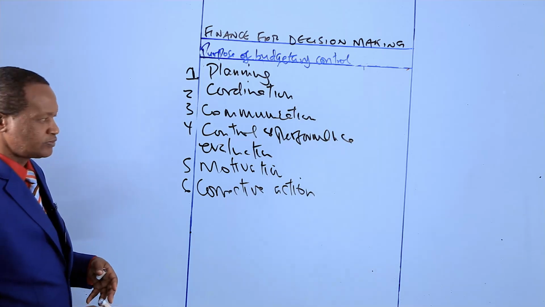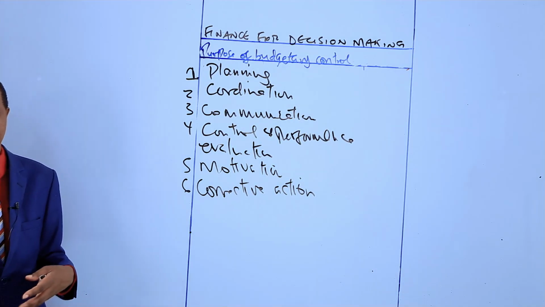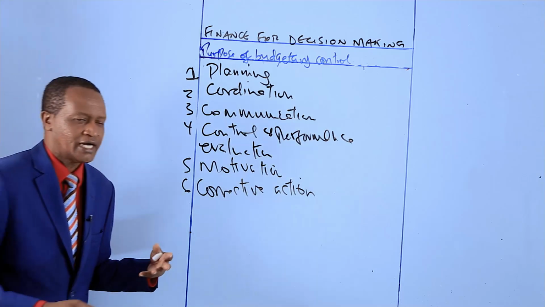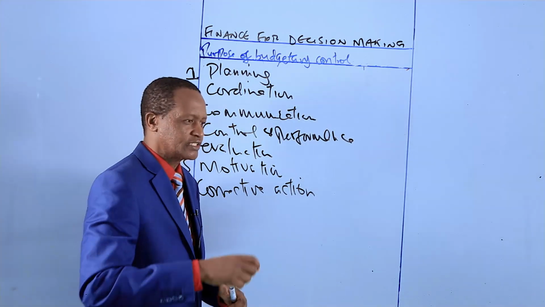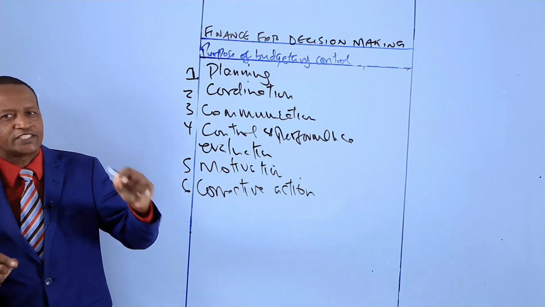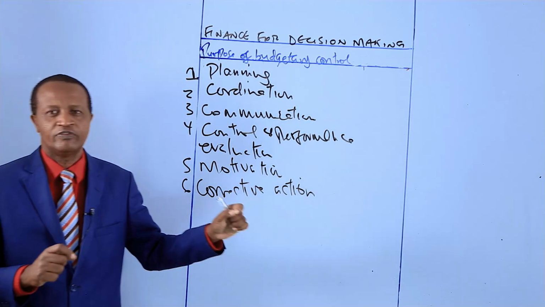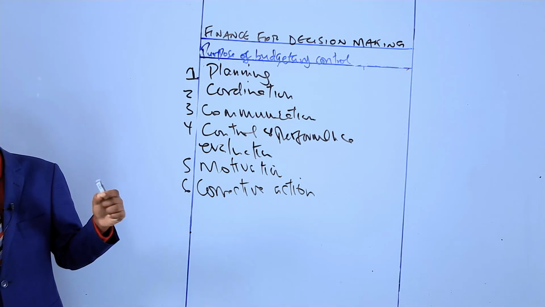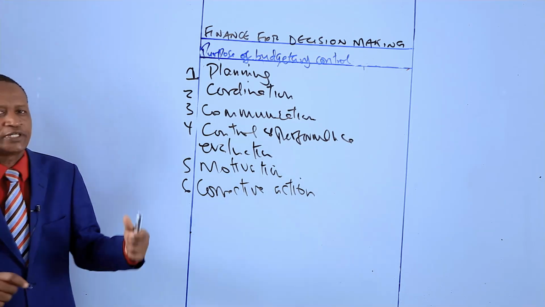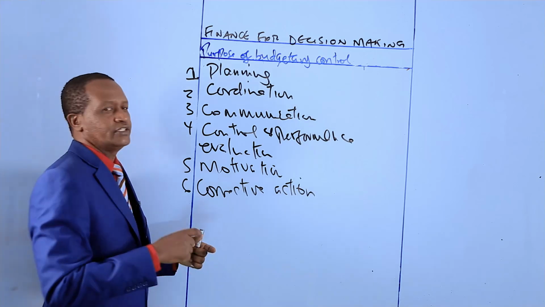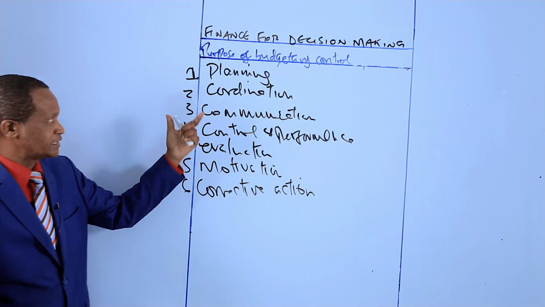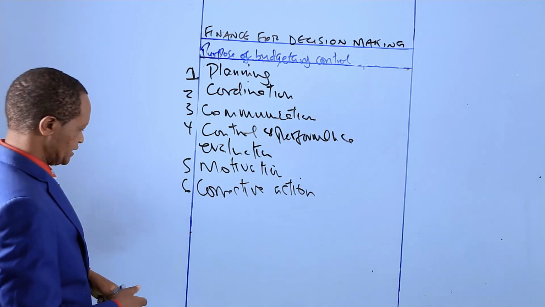Then lastly, corrective action. Budgetary control highlights deviations early in time so that management can investigate the causes of variations or variance and then take corrective, timely steps to correct operational issues and then revise future plans. So these are six purposes of budgetary control.